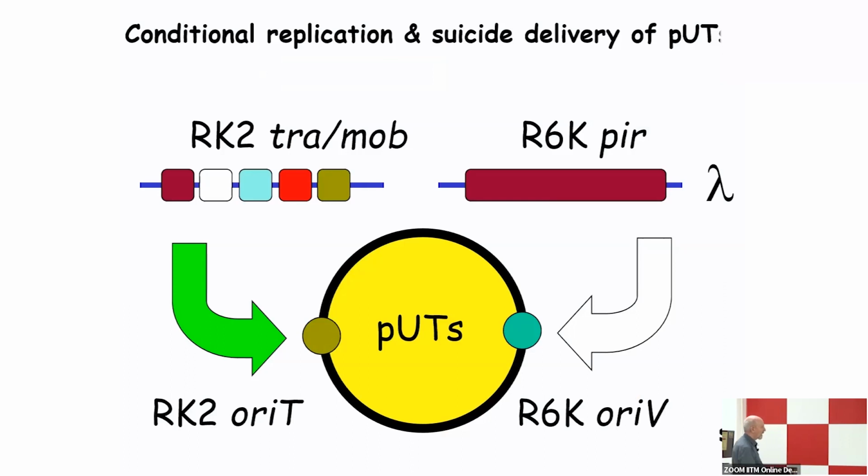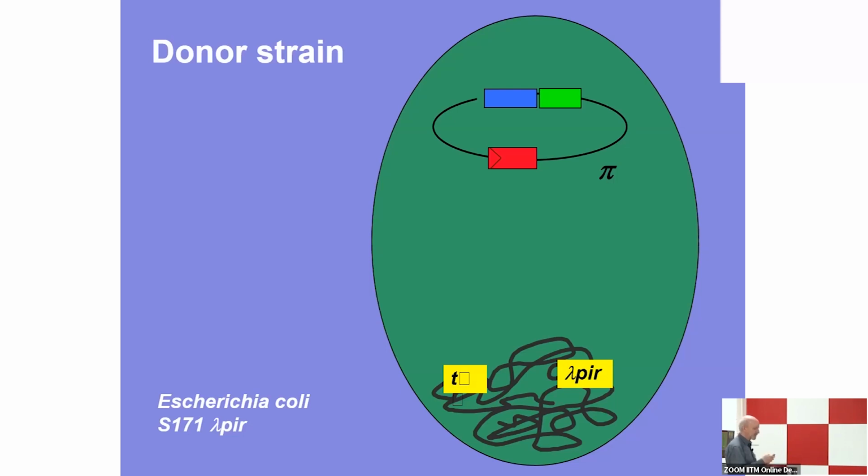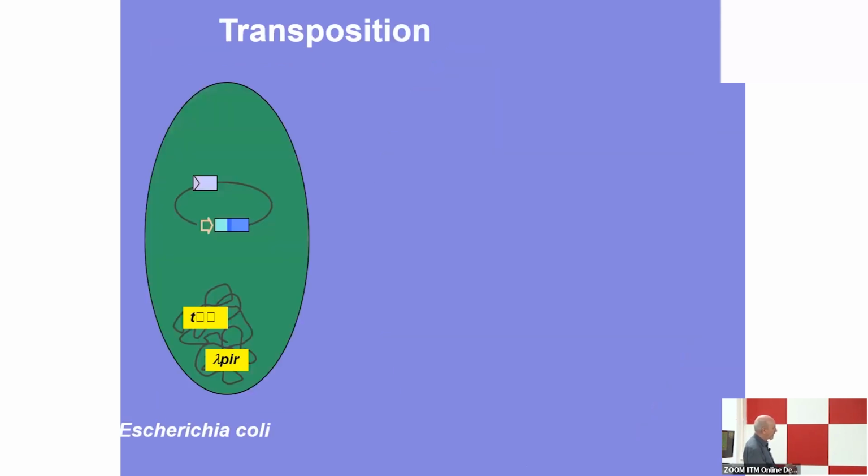So in sum, what you have is a delivery vector that can replicate in the donor, because the donor has the possibility to replicate the plasmid with an R6K origin of replication, because it has the pi protein, but at the same time, it can be mobilized to another recipient. So here comes the kind of trick. In the donor strain, you have a specific strain of E. coli that has been engineered to produce, in the chromosome, the pi protein that is required for plasmid replication, okay?